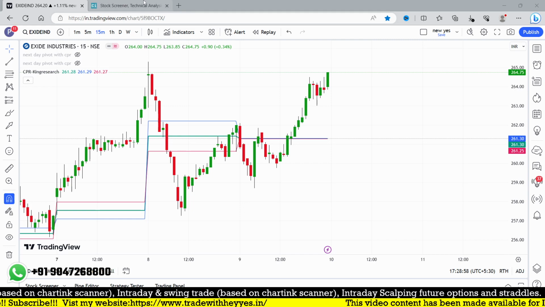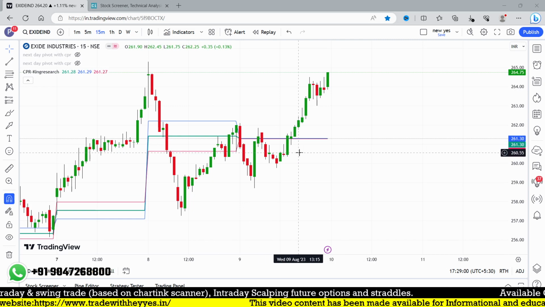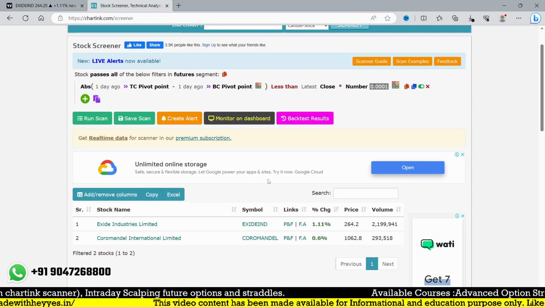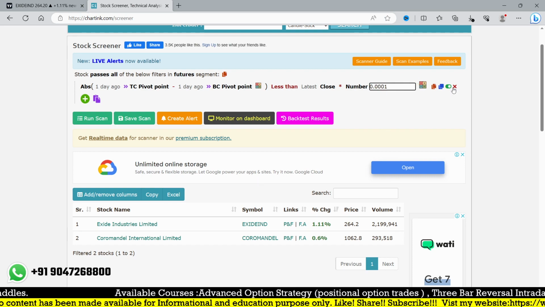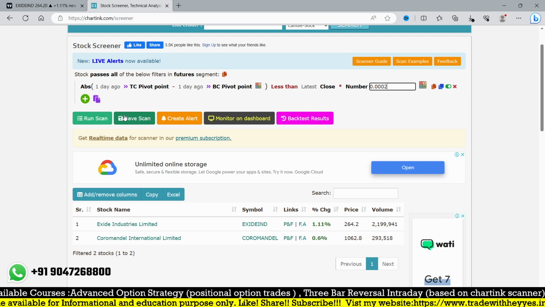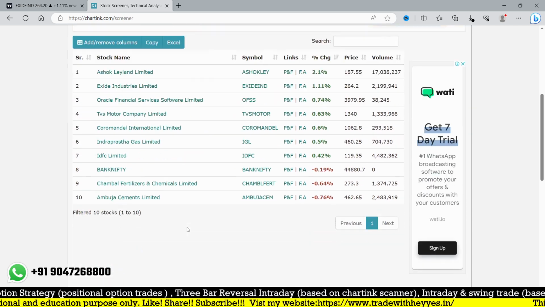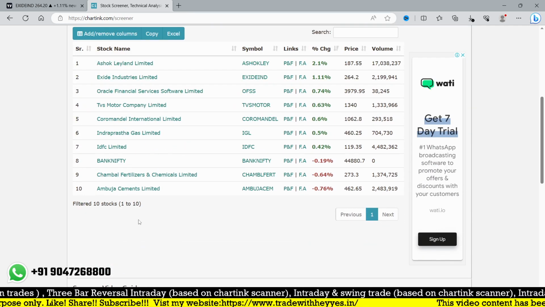So how I'm comparing is with the closing price. If I'm just calculating with the closing price, we have a very few number of stocks. Instead of 0.001, you can go for 0.002. We will be getting almost 10 stocks.